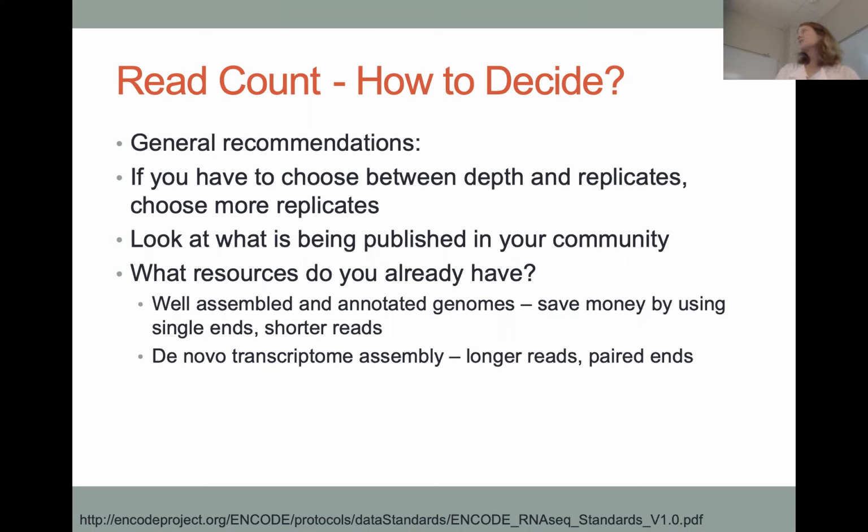Look at what's being published in your community. That's usually a good sign of what is being accepted in the literature. And also look at what resources you have, because that can make a difference. If you have a well-assembled and annotated genome, you can save money by doing single ends and shorter reads, and maybe try to squeeze a few extra biological replicates in that way. If you're doing a de novo transcriptome assembly, you definitely want to focus on getting those longer reads and the paired ends to make your assembly better.